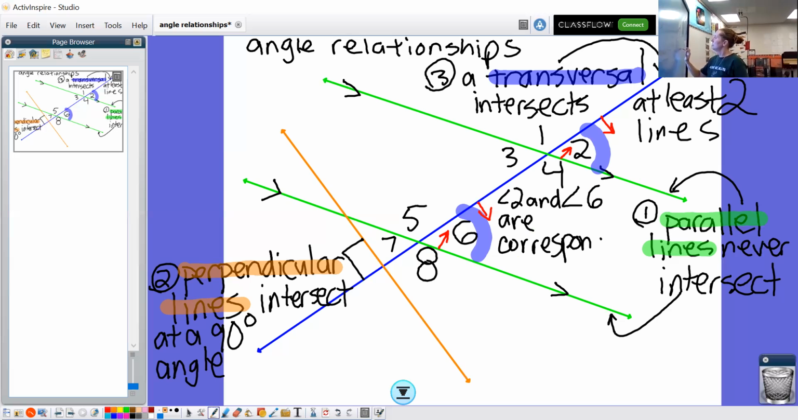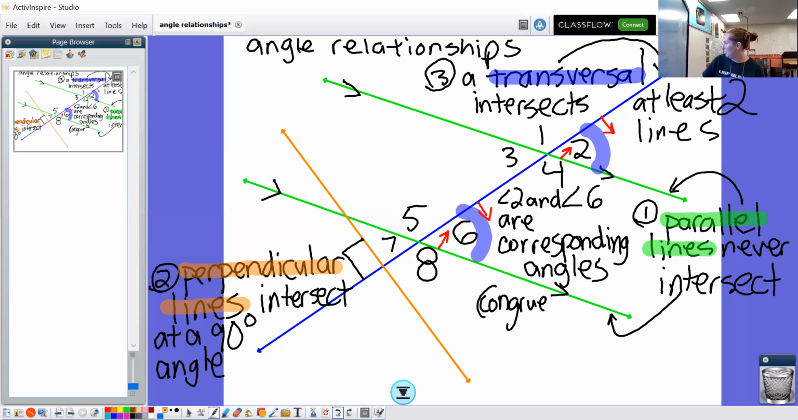Corresponding angles. And those angles are congruent. Always, always, always, meaning they measure exactly the same. I'm going to put a little note down here that they're congruent. Congruent. Miss Rowe can't spell. I'm expecting you guys to spell, and my spelling's terrible.